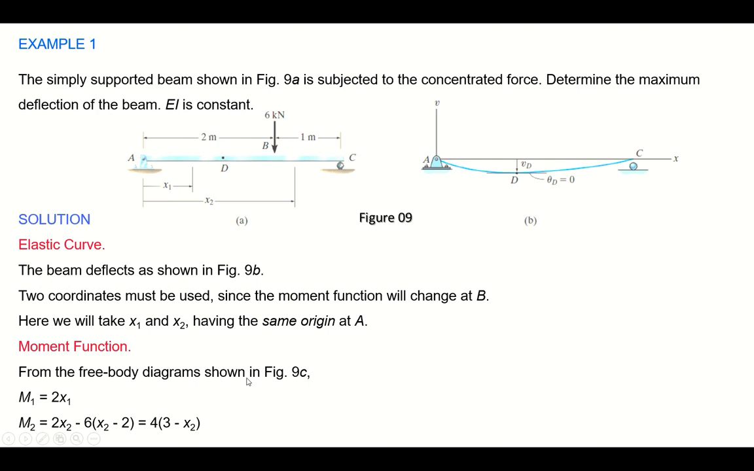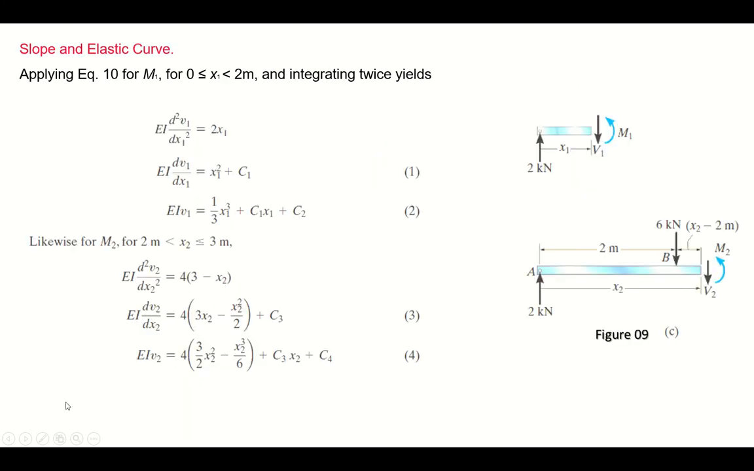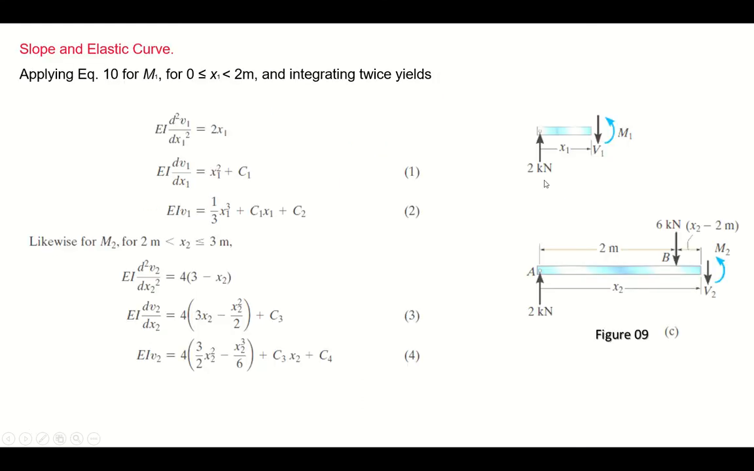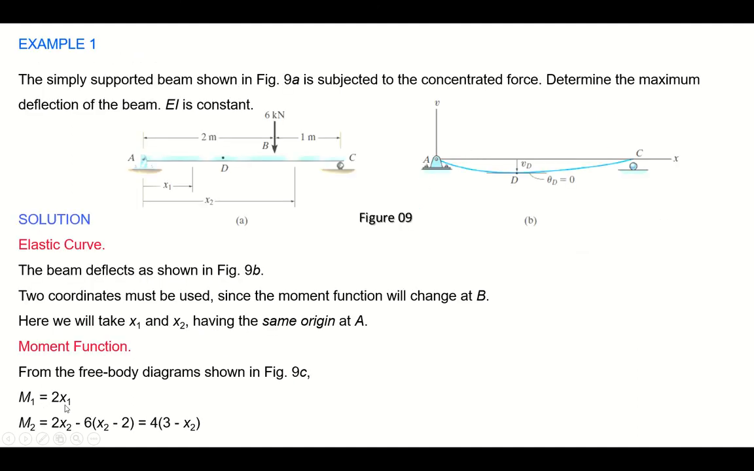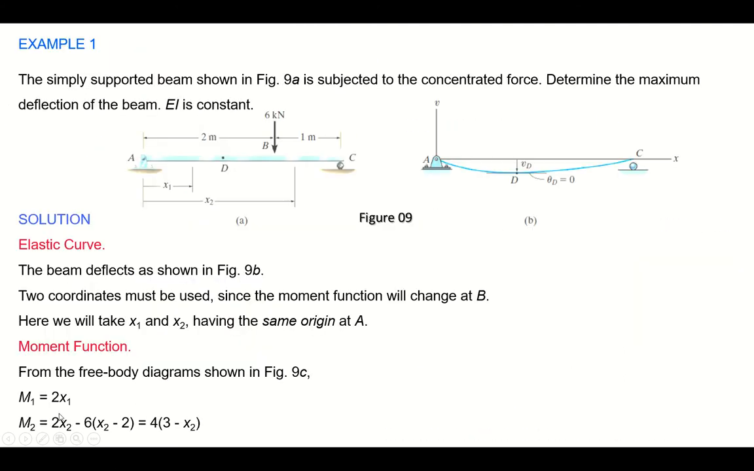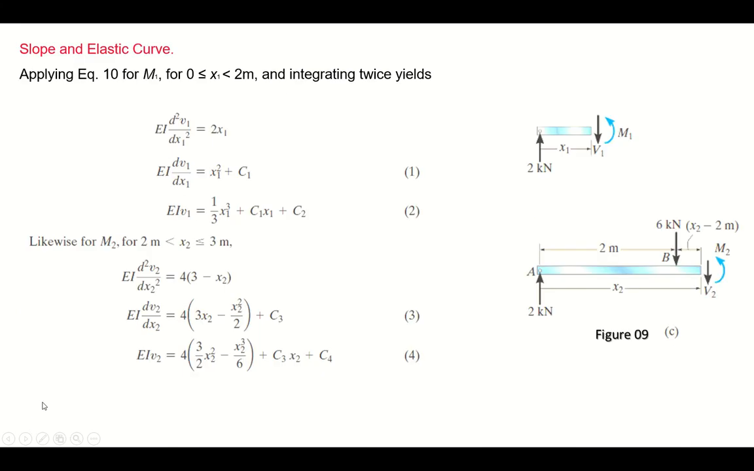From the free body diagram shown in figure 9c, M1 will be equal to 2 into x1. When we take the section at this side of the load, there is only this reaction. The reaction is 2 kilonewton and the distance is x1, so the moment will be equal to 2 into x1. For M2, when you take the section here, you have this reaction and you have this applied load. So when you take the moment, this is equal to 2 into x2 minus 6 into this distance, which is x2 minus 2 meter. So you got these two equations for bending moment.